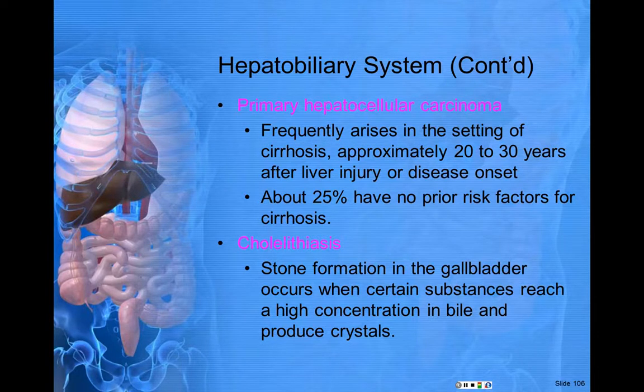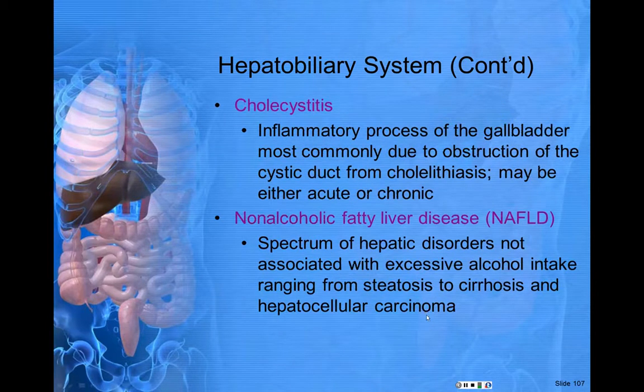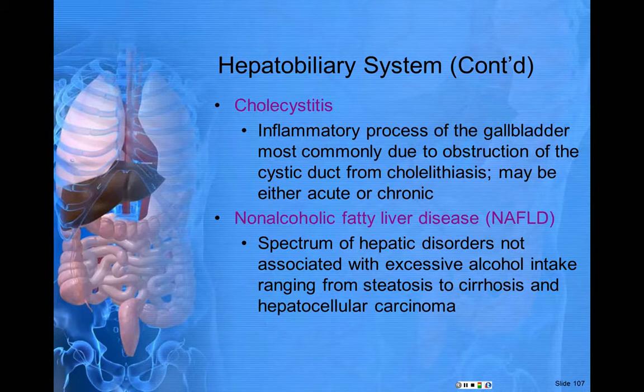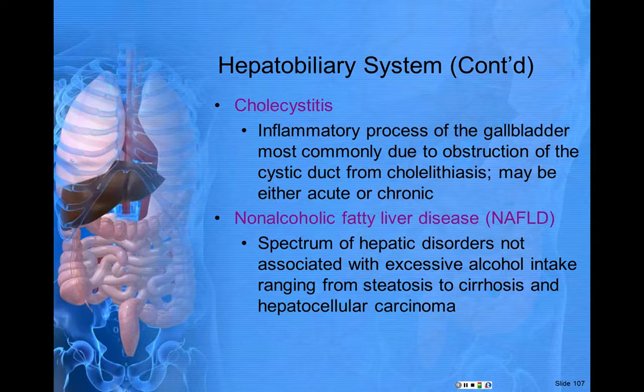Cholelithiasis or gallstones form in the gallbladder when certain substances reach high concentration in the bile, like calcium, and they produce crystals, and that can be formed into stones. Cholecystitis is the inflammatory process of the gallbladder, most commonly due to obstruction of the cystic duct from stones. This can be either acute or chronic. So the gallstones lead to inflammation, and that's called cholecystitis.